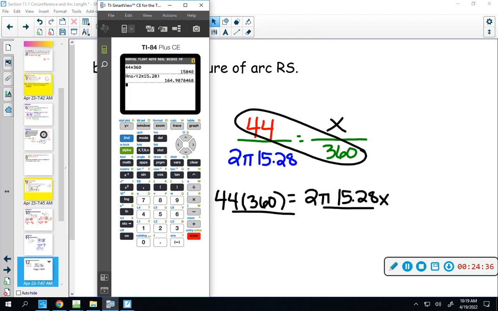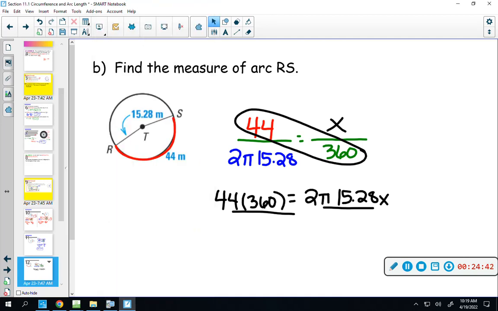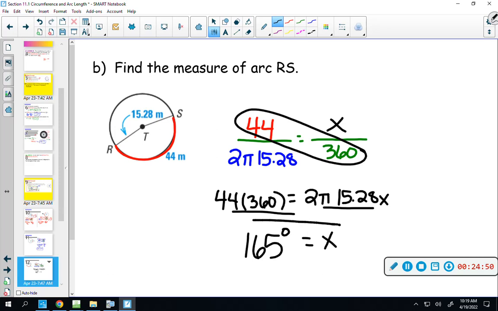Got it. And let's just round that. I'm going to go to 165 for it. Sounds like a winner to me. And remember, that's the angle, the portion of the full circle. Just for the record. Hit it, Alex.